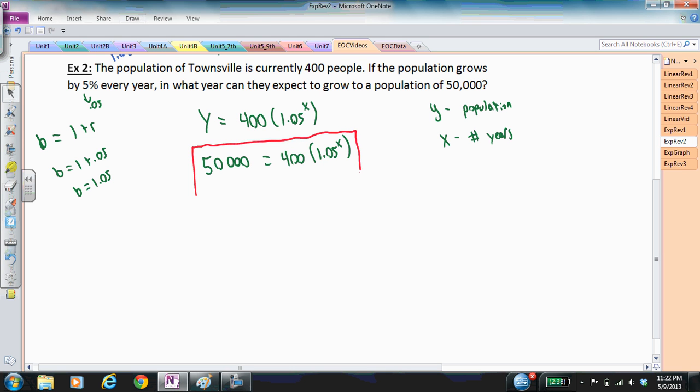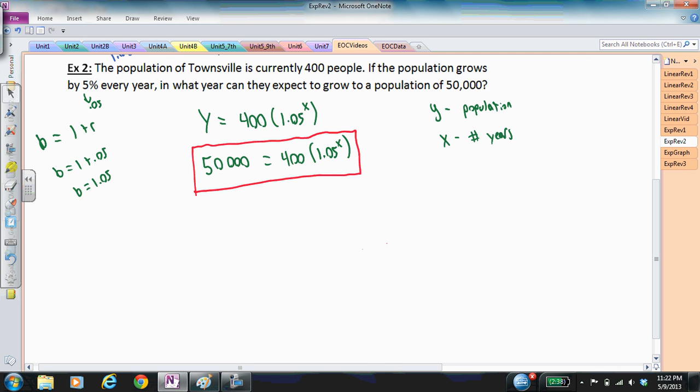So until you get to a higher level math class, you don't know how to solve this algebraically, but there's two ways we looked at in class. One was guess and check, the other was graphing. So if you like to use guess and check, go ahead and do that. I'm going to show you guys the graphing.